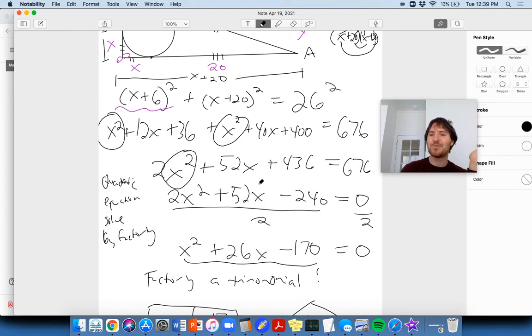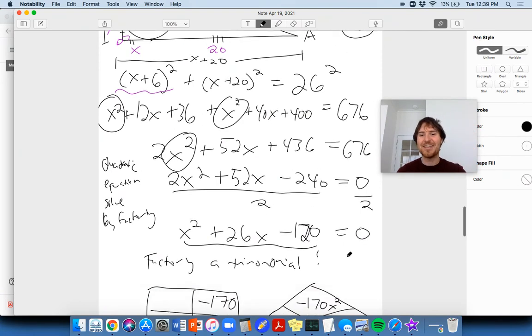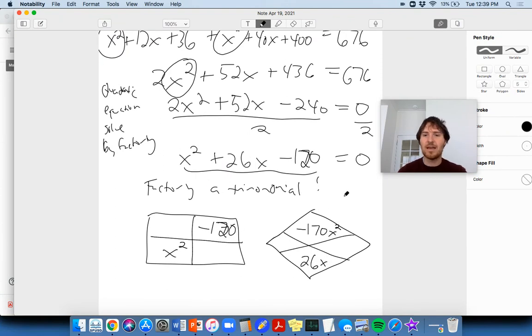When I divided, I was making my life easier by dividing everything by 2. I divided 240 and put 170 for some reason, because I guess 140 divided by 2 would be 70. But this is 240 divided by 2, so this should have been negative 120. There's my mistake. All right, it's all good.